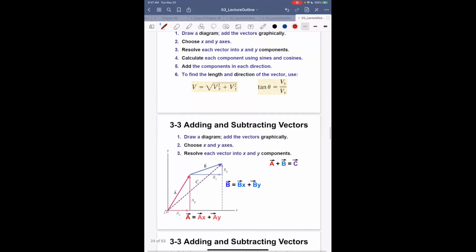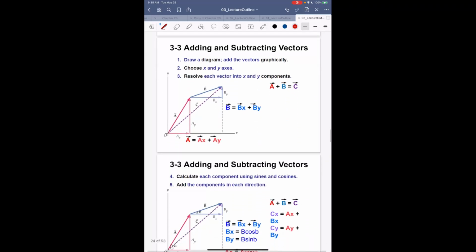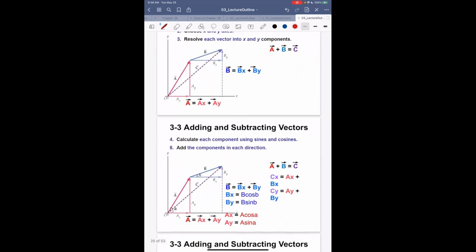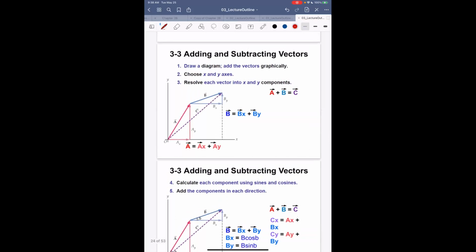Okay, and this is a demo for doing this. I always like to show you an example here. When you draw the diagram, you can see A and B here. You can add them graphically so that you have a feeling where your resultant is and how much it's going to be. And then you can have your X and Y axis and show the components.